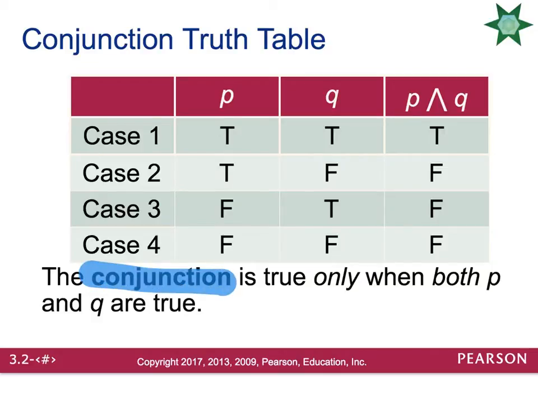Now remember, conjunction is "and," so that would be P and Q. That is true only when both P and Q are true. So if we say P and Q is true, that means they both are true. If we have true, true, then P and Q is true. But if P is true and Q is false, then P and Q is false because they're not both true. If P is false and Q is true, case 3, then P and Q is also false because they both have to be true. And in case 4, when they're both false, neither one of them is true. So the only time the conjunction P and Q is true is when they're both true.